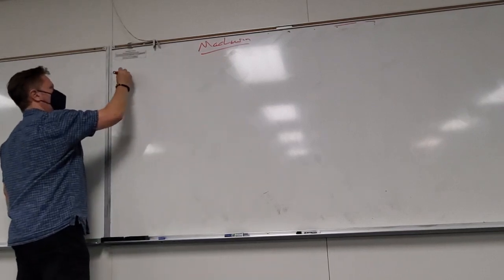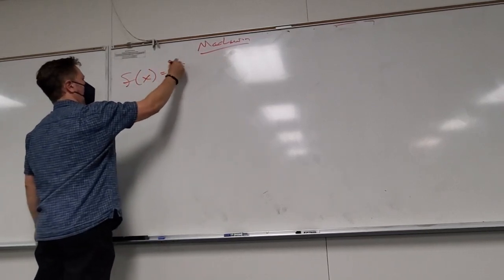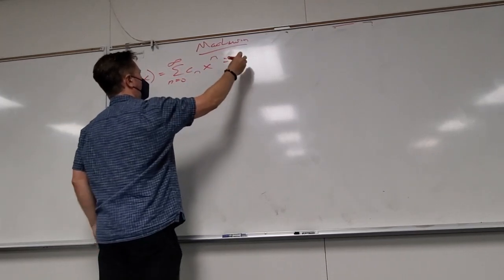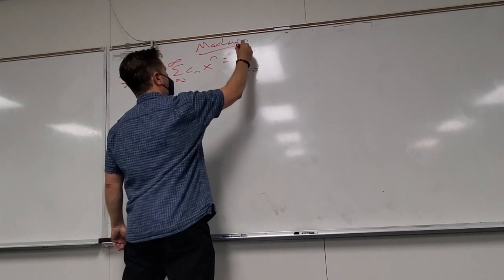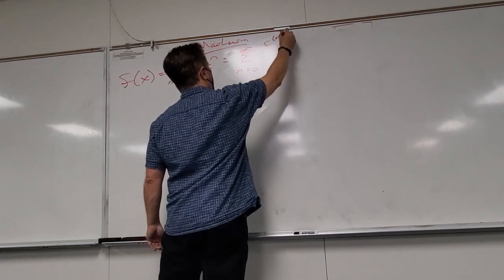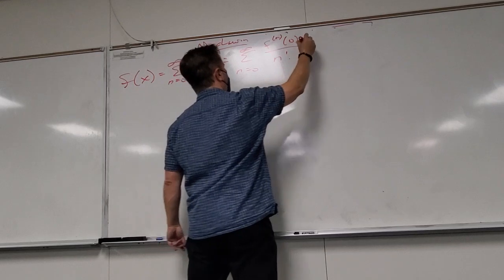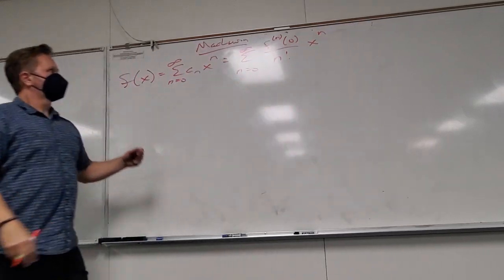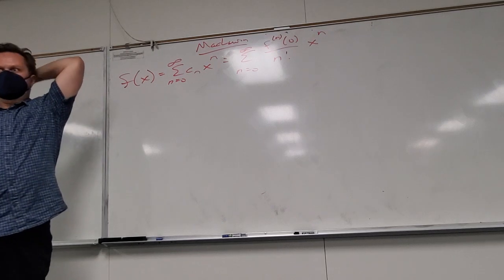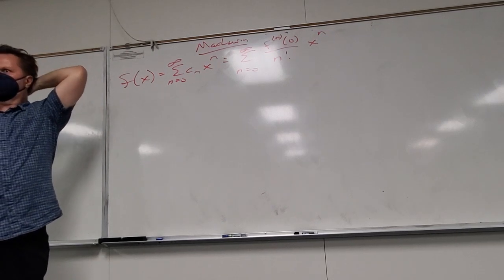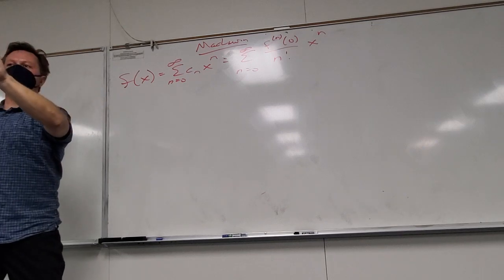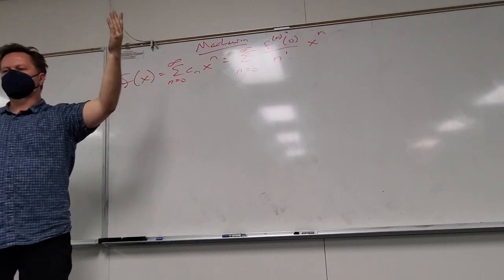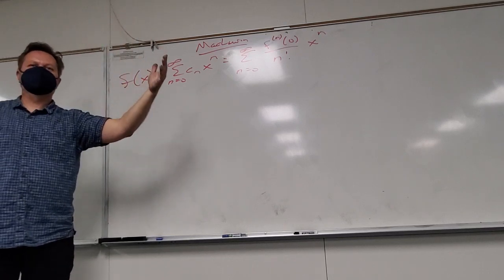So now we know f of x equals the sum of c_n x to the n, equals the sum from n equals 0 to infinity of f^(n)(0) over n factorial times x to the n. That's for Maclaurin. Now I understand, I can almost read your thoughts right now. You're like, okay, sure. What do I do with that? Okay.